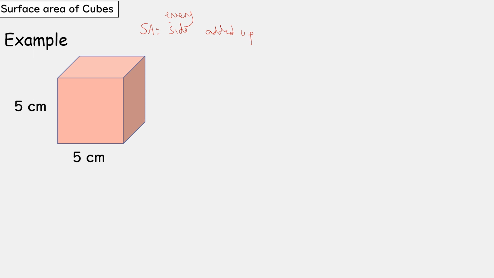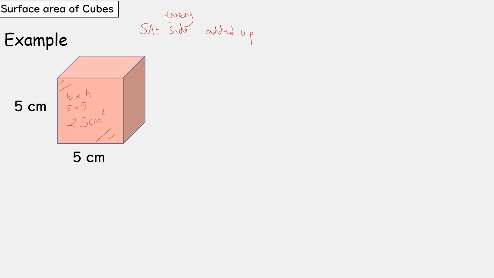Okay, so let's have a look at this first side here, this red side. It's a square, so I'm going to use base times height. The base is 5 and the height is 5, so that's going to give me 25 centimeters squared.